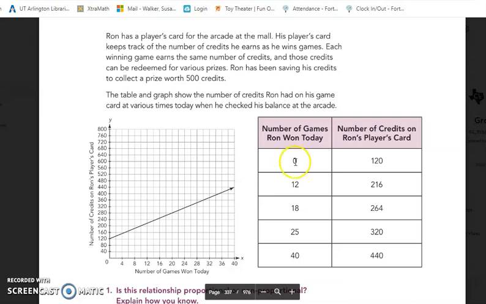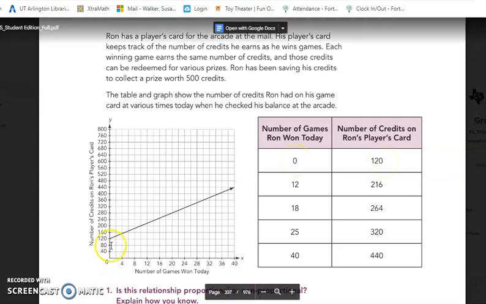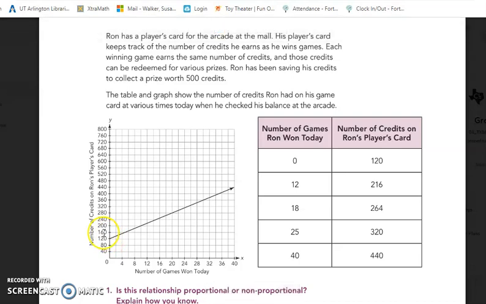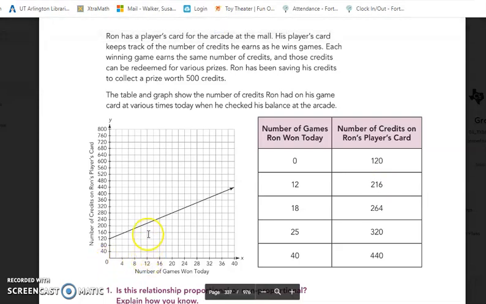So, when he hadn't won any, he started with 120. So remember, he's been saving these. Okay? So notice 0, 120, that starts right here. When he comes in, he already has them. He's not at 0, 0, okay? Because he has them. So then 12 would be at 216. Notice this is 200, this is 240, in the middle would be 220. I guess I should use a pen. 220 would be right in between, and he did a little below. So this looks like it's graphed well, okay?